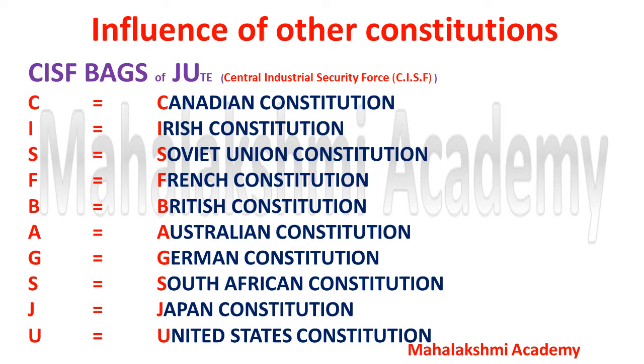C stands for Canadian Constitution, I stands for Irish Constitution, S stands for Soviet Union Constitution, that is also USSR or Russia. F is the French Constitution, B the British Constitution, A Australian Constitution, G German Constitution, S South African Constitution, J Japanese Constitution, and the last one is U, that is United States Constitution or American Constitution. So our Indian Constitution is influenced by these constitutions. So you can learn the names of all these constitutions through the short code CISF bags of jute.